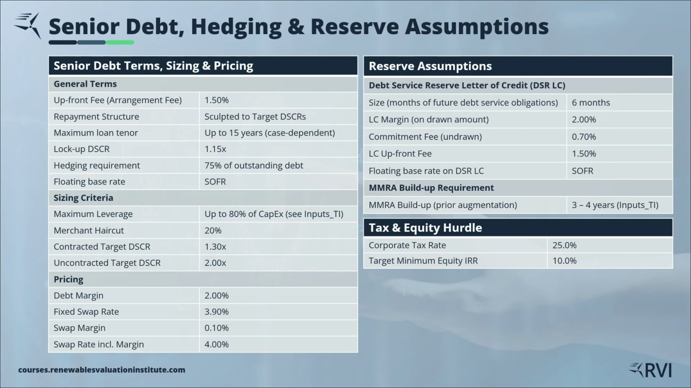Before we touch the model, here are the financing inputs that matter for this lesson. First, we have a debt margin of 2%. That's the bank's spread on top of the floating base rate. Second, we have a fixed swap rate of 3.9% and a swap margin of 0.1%, which results in a total swap rate of 4%. The swap rate is important because we have a 75% hedging requirement of our outstanding debt. And third, we can see that our floating base rate is SOFR, which we'll pull from the forward curve as a time-dependent input. So the big picture is that our margin plus base rate plus hedge structure gives us the interest rate we will discount with.